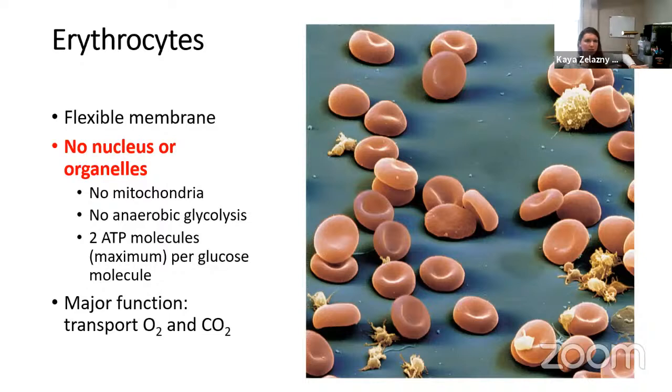What you should know about what they look like, right, is that they have no nucleus or organelles. So in terms of cells, they look kind of weird, right? Like most of our eukaryotic cells, so most of our human body cells, they got a nucleus, they got all sorts of organelles, they got mitochondria because they need to produce energy. None of those things in our erythrocytes. They don't have mitochondria, they don't do aerobic respiration, only anaerobic glycolysis. They get 2 ATP molecules maximum per glucose molecule.